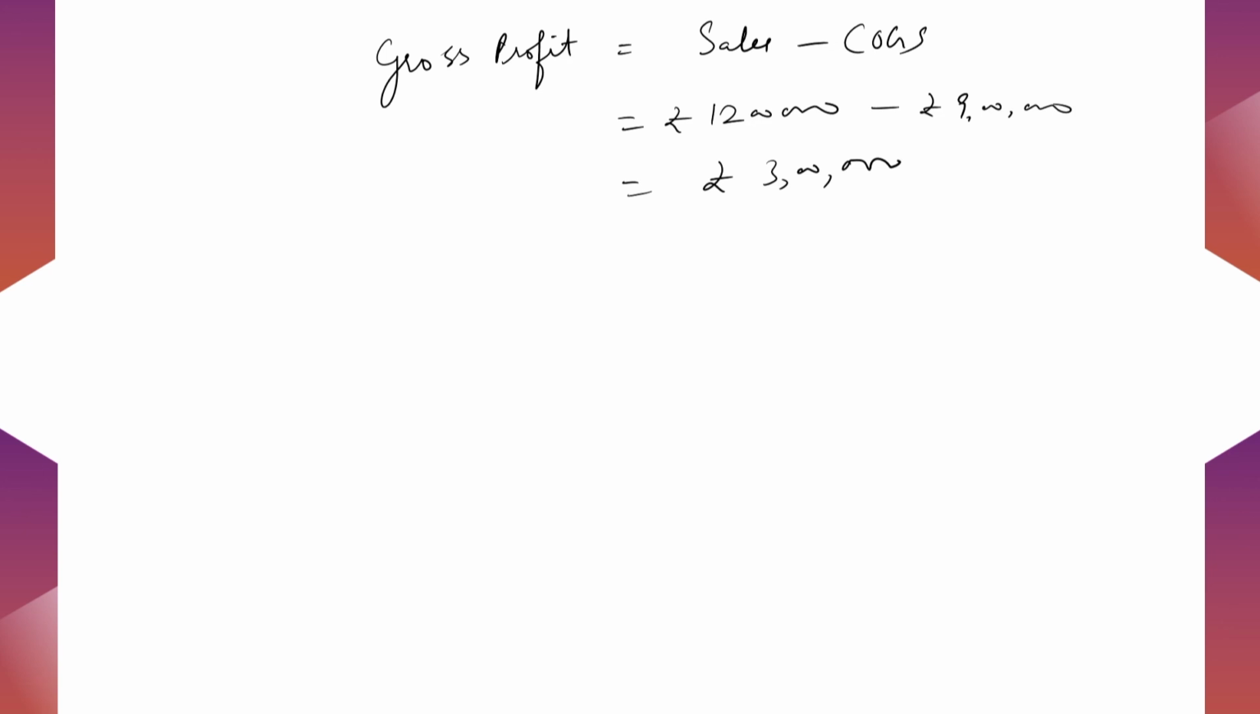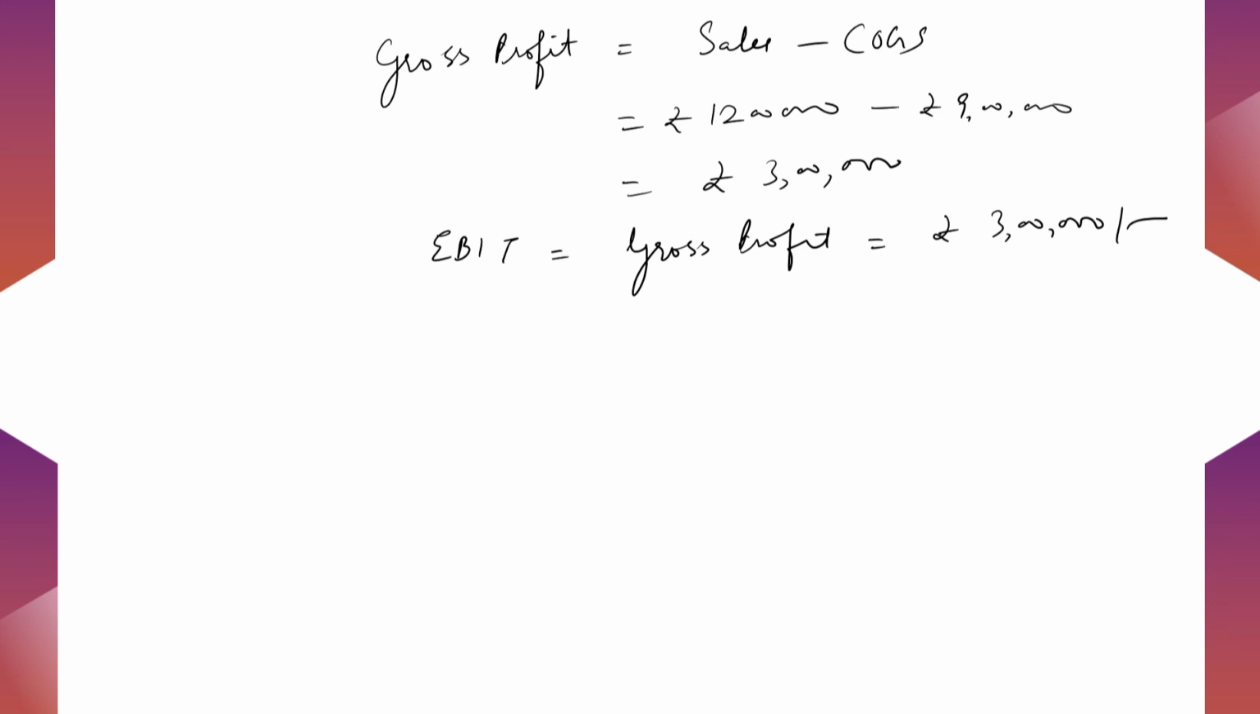gross profit is equal to sales minus cost of goods sold. So, 12 lakh minus 9 lakh, this rupees 3 lakh is our gross profit, as nothing more is provided in the question. For the computation, we assume that our earnings before interest and taxes would be equal to our gross profit. So, we take it at 3 lakh rupees.